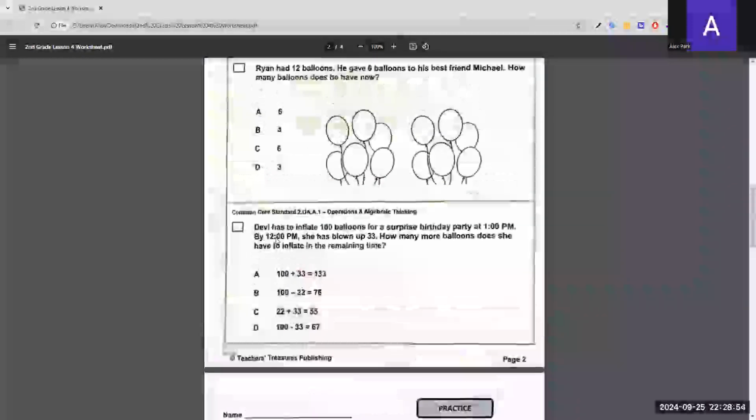Okay, now let's do this next one. Devi has to inflate 100 balloons for a surprise birthday party at 1 p.m. By 12 p.m., she has blown up 33. How many more balloons does she have to inflate in the remaining time? Okay, so the key information, 100 balloons, she has blown up 33. How many more balloons does she have to inflate in the remaining time? So 100 total.